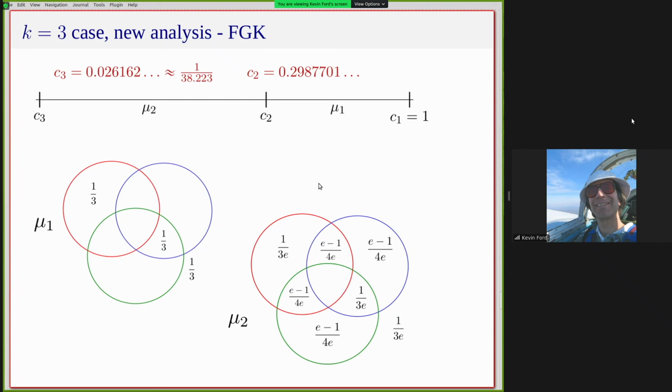Part of it comes from certain entropy inequalities, and since there's a natural logarithm in the entropy, maybe at a meta scale, it's not totally surprising that E should be appearing in the optimal answers. In general, the measures are not so easy to write down. All right, so I think I will stop here.